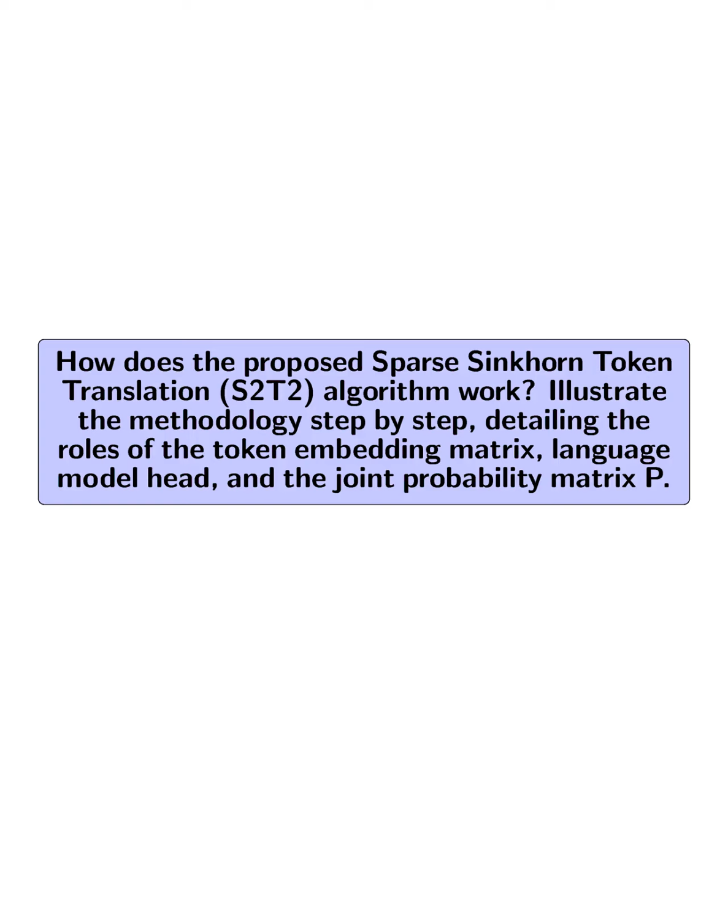How does the proposed Sparse Sinkhorn Token Translation (S2T2) algorithm work? Illustrate the methodology step by step, detailing the roles of the token embedding matrix, language model head, and the joint probability matrix P.